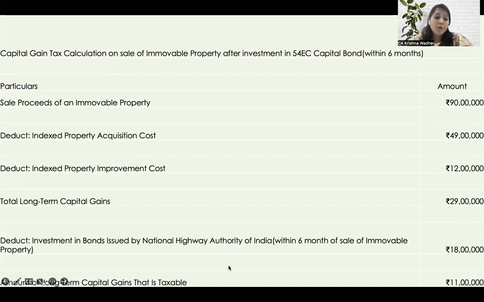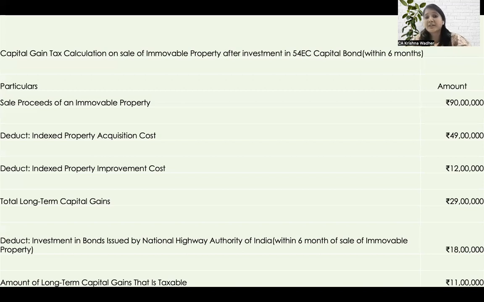So now how much tax does he have to pay? He has to pay tax only on 11 lakhs, which is nothing but 29 lakhs minus 18 lakhs. So he straight away saves the tax on 18 lakhs by just investing that amount in the capital bond.